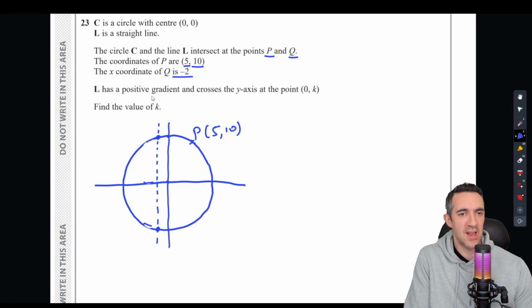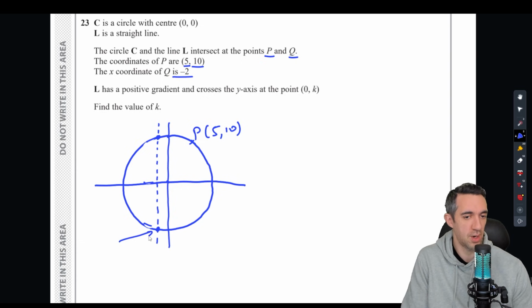Okay. L has a positive gradient, right? So now because I've drawn that accurately, it helps. Now I know it's this point down here that I'm looking for, because it has to have a positive gradient. This point here at the top would be above 10, so it would slope downwards. Because I've been told that L has a positive gradient, it has to be this point down here. So I can say that's my line L.